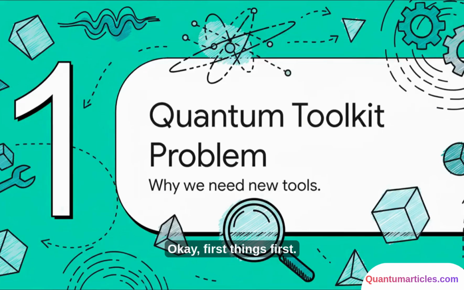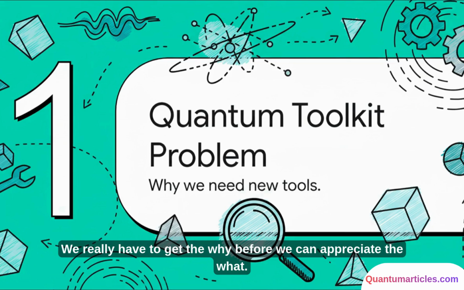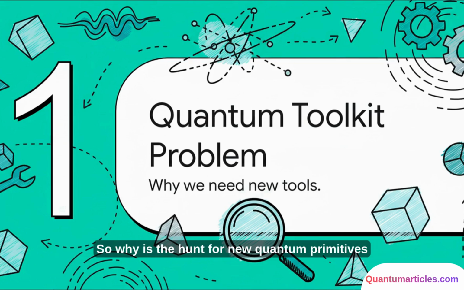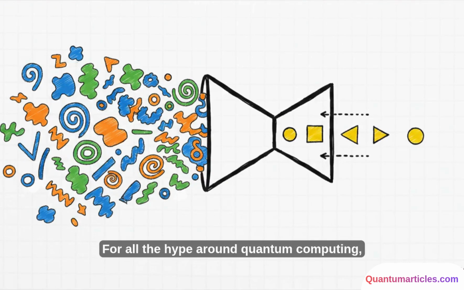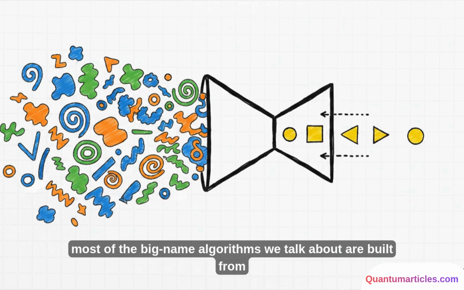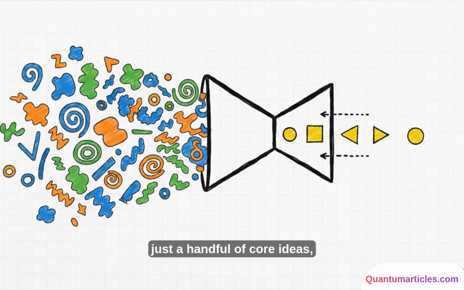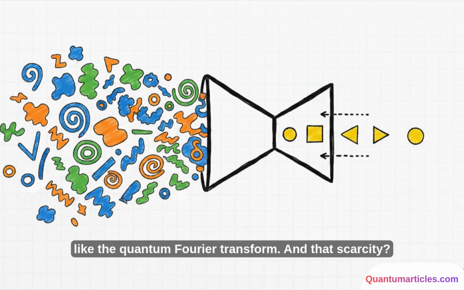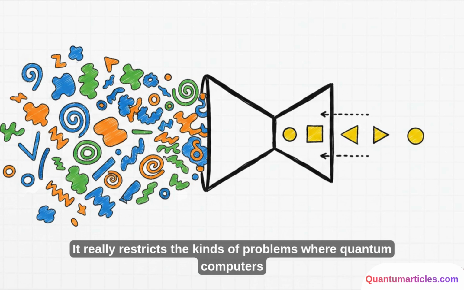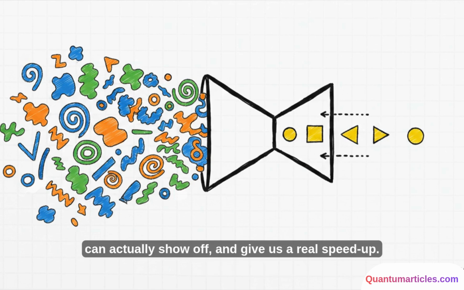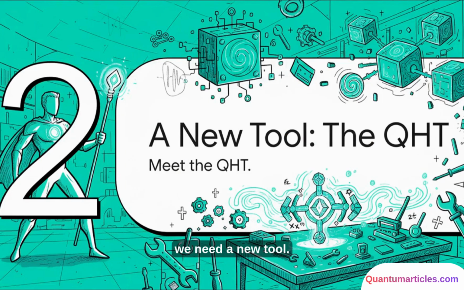Okay, first things first, the quantum toolkit problem. We really have to get the why before we can appreciate the what. So why is the hunt for new quantum primitives so important right now? Well, here's the thing. For all the hype around quantum computing, most of the big-name algorithms we talk about are built from just a handful of core ideas, like the quantum Fourier Transform. And that scarcity, well, it's a real bottleneck. It really restricts the kinds of problems where quantum computers can actually show off and give us a real speedup. So if we want to break through that bottleneck, we need a new tool.